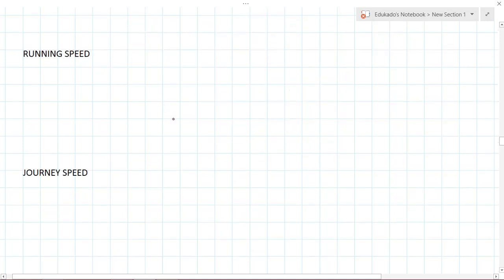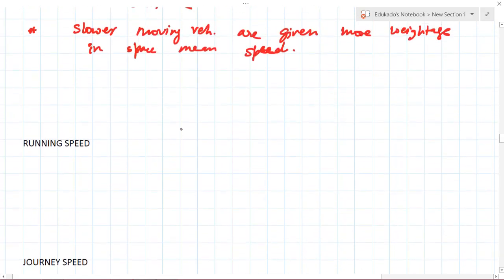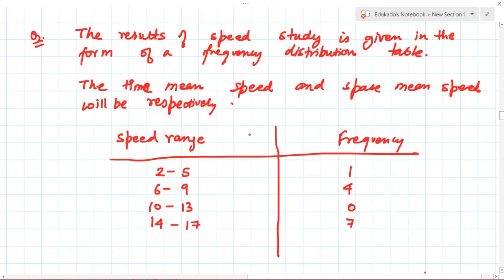Alright. Now I think we should discuss one of the questions that came in GATE about this. As you can see, the results of a speed study are given in the form of a frequency distribution table. The speed ranges are 2 to 5, 6 to 9, 10 to 13, 14 to 17. When the speed range was 2 to 5, only one vehicle was moving at that speed. At 6 to 9, 4 vehicles were moving, and at 10 to 13 there was no vehicle, and like this.